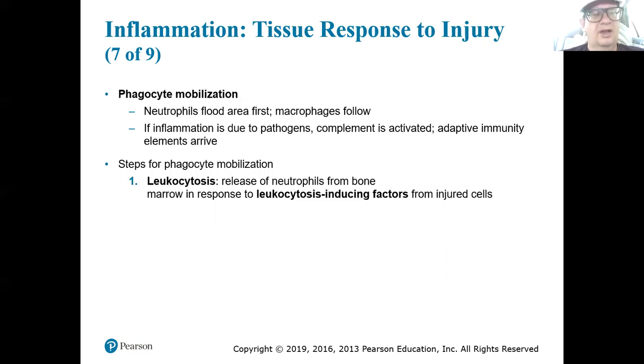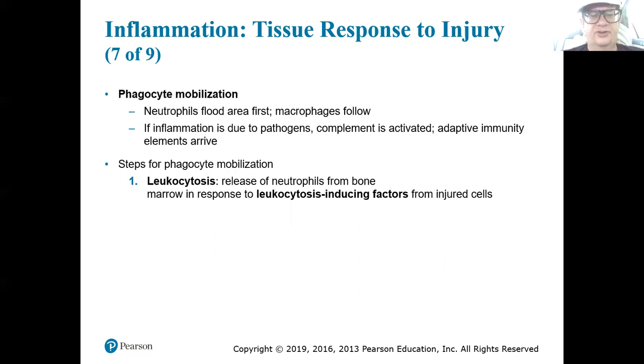All right, you will mobilize phagocytes. Neutrophils hit the area first. That makes perfect sense since 70% of the white blood cells in a normal person under normal conditions are neutrophils. So neutrophils first, macrophages follow. Both of those are big eating cells. Obviously, the macrophages are the best at that.